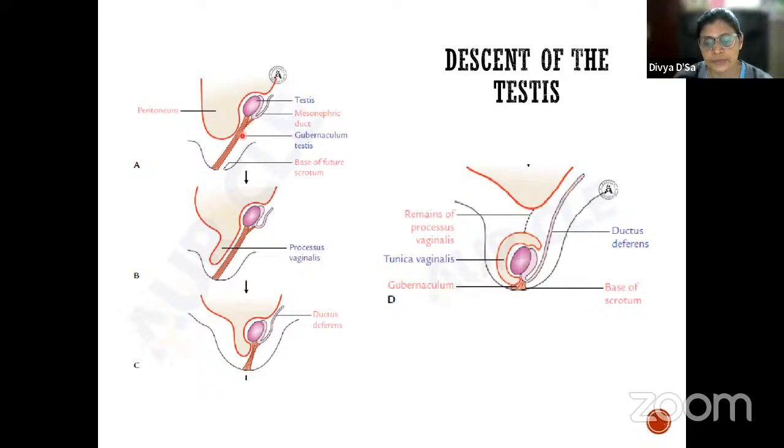So as the fetus grows, what happens? The gubernaculum testis shortens, and the lower end will be attached to the base of the developing scrotum. So it gets pulled. Because the testis is attached also to the peritoneum, a portion of the peritoneum also comes along with it, which forms the outer covering.